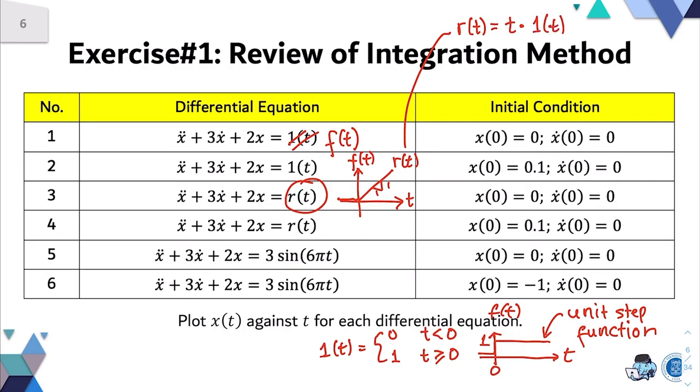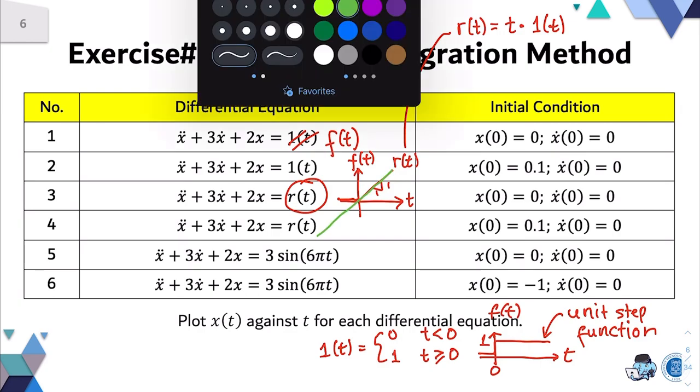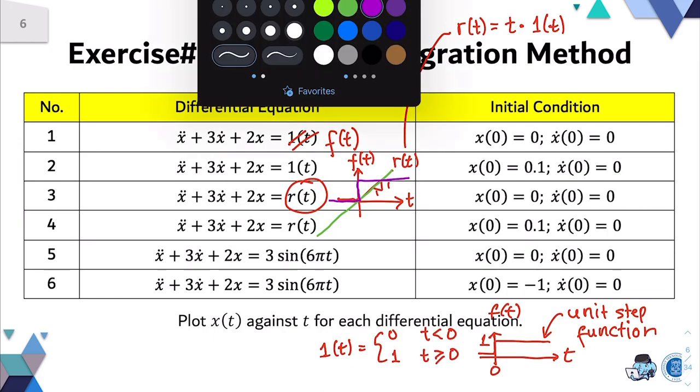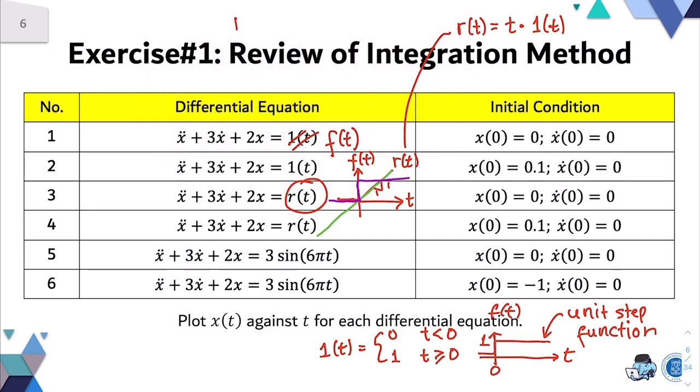If we have a function r(t) equal to t, then it will be something like this, right? But as we multiply this by a unit step, then we will have a ramp function. So mathematically we can express r(t) as equal to 0 if t is less than 0, and equal to t if t is greater than or equal to 0, right?